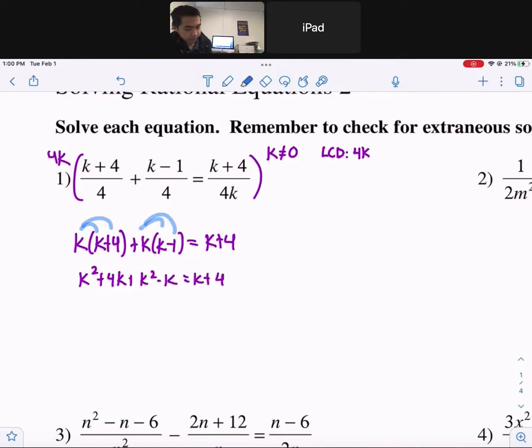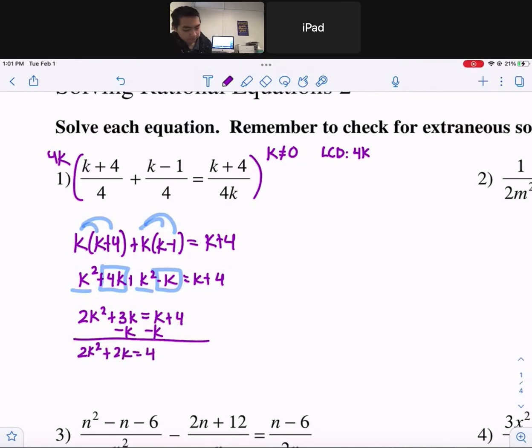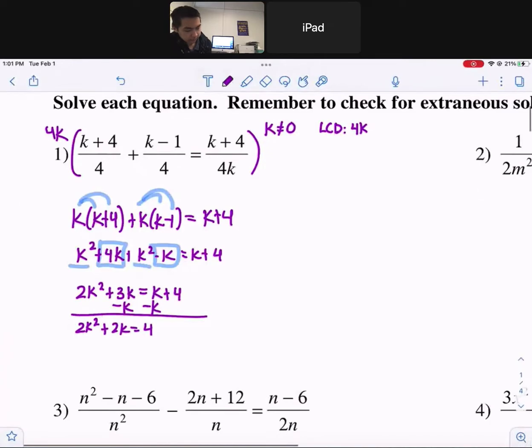So k squared plus 4k plus k squared minus k equals k plus 4. So we're going to combine like terms. We're going to get 2k squared plus 3k equals k plus 4. Now, because we're probably going to have a quadratic function, we're going to set this whole thing equal to 0. So we're going to subtract k from both sides. 2k squared plus 2k equals 4. And then we're going to subtract 4 from both sides. So we're going to have 2k squared plus 2k minus 4.